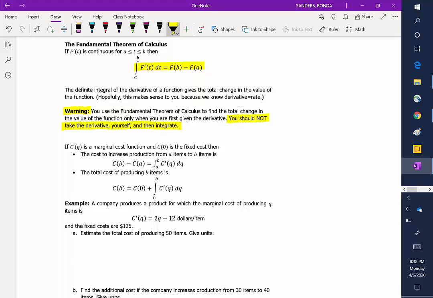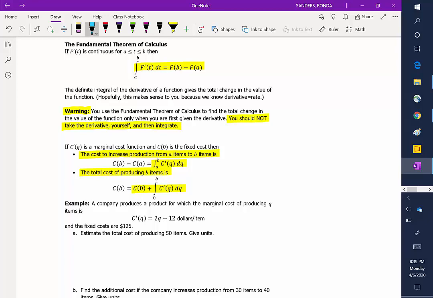For example, if C prime of q is a marginal cost function and C of 0 is the fixed cost, then the cost to increase production from a items to b items is given by the integral from a to b of C prime of q dq. And the total cost of producing b items is given by C of 0, the fixed cost, plus the integral from 0 to b of C prime of q dq.